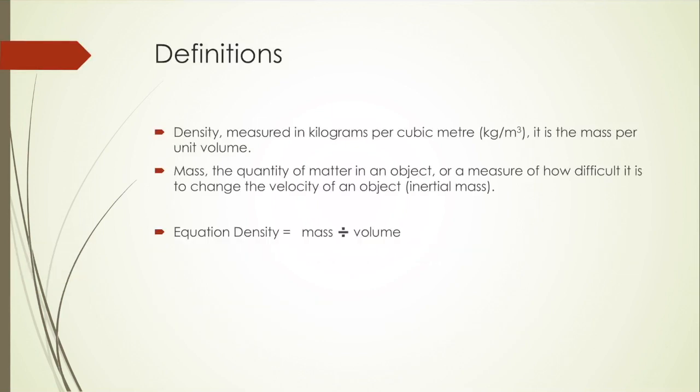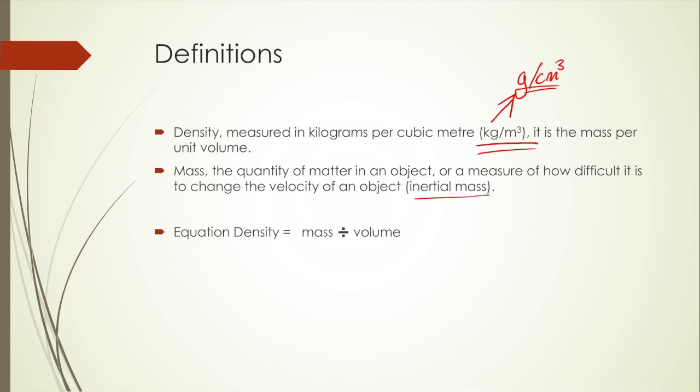So, definitions. Density is measured in kilograms per cubic metre. It's the mass per unit volume. And mass is the quantity of matter in an object, or a measure of how difficult it is to change the velocity of an object. That's often called the inertial mass. Now, density can also be given in grams per centimetre cubed. And the question will usually ask you which unit, or tell you which it wants you to work in.